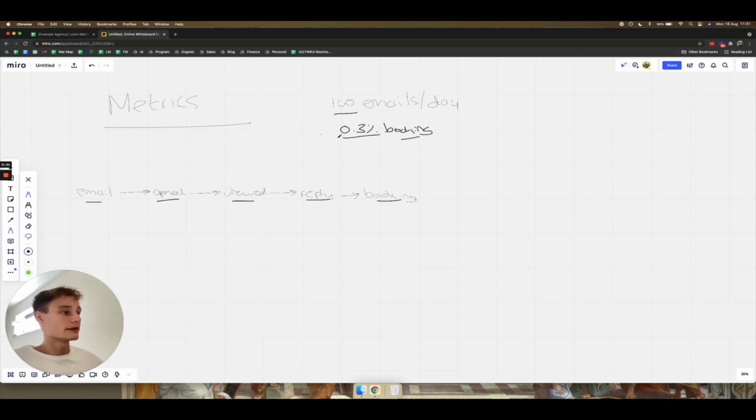So what we need to do here is we've got a 0.3% booking rate. This is cause and effect. This happens because we have a problem and we have to define it. So what you want to do here is have a constant log of all of your metrics for all of these numbers.